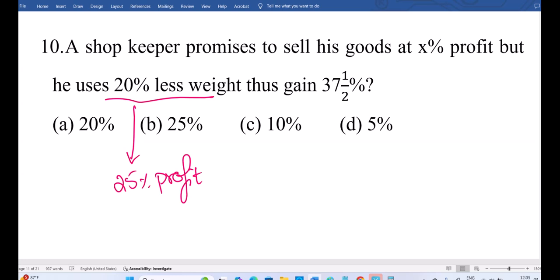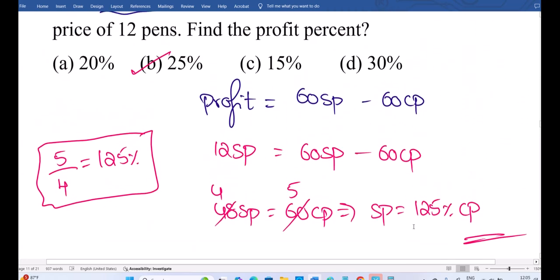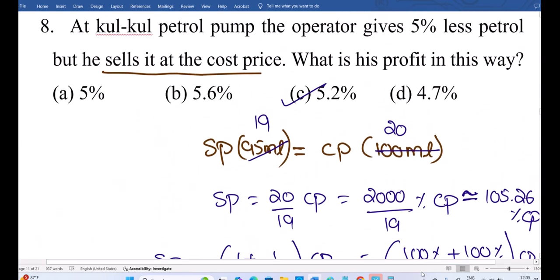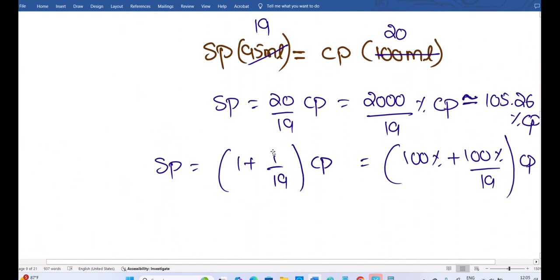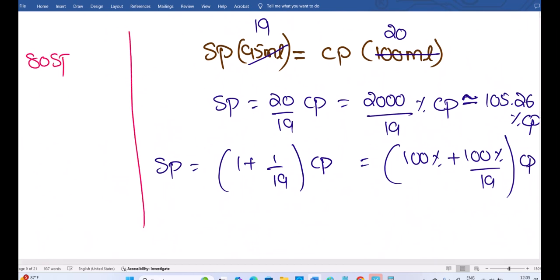5.26. Like that same case, now you apply 20. Everybody please check that question. If you apply 20 there, same question, go back to that 50 ml, 90 ml. If it is 20% less, then what will be the change? SP into 80 is 100 CP. 5 by 4 is 125%, which is 25% profit.